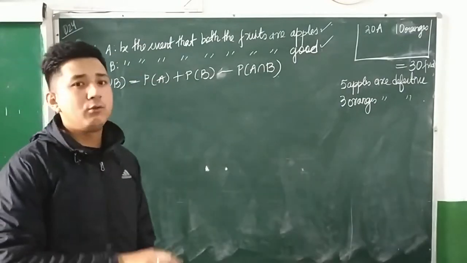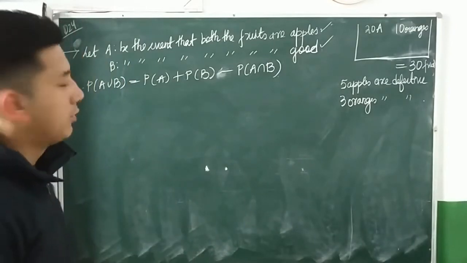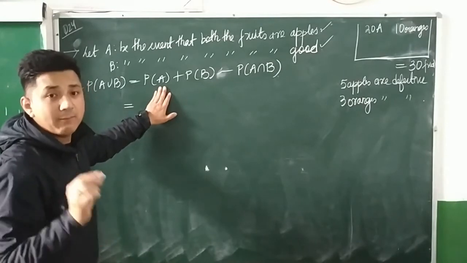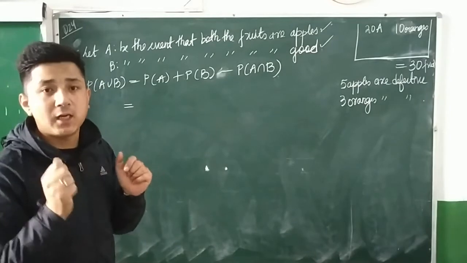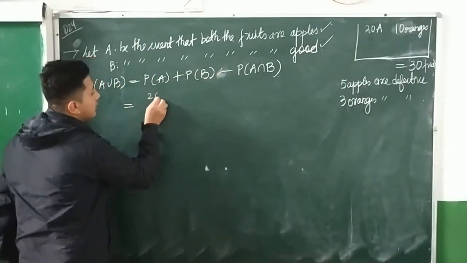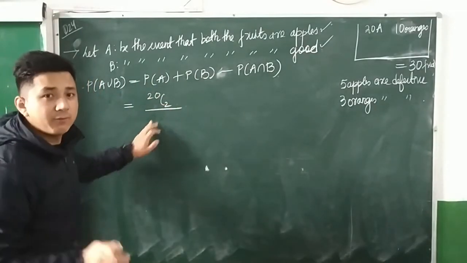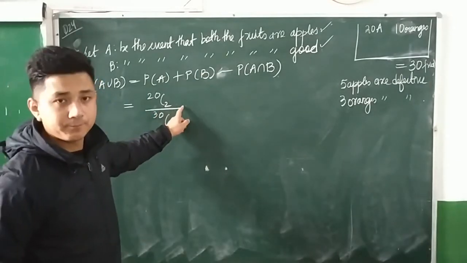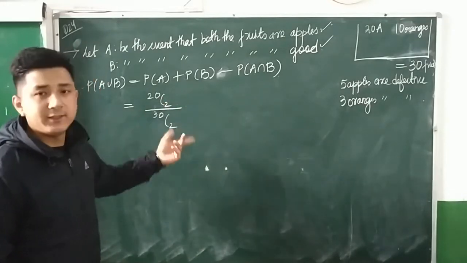Since we are drawing 2 fruits at a time, here also we have to use combination. So what is the probability of A? Probability of A means both the fruits are apples. Now how many chances are there? How many apples are there? 20. So out of 20, this will be 20C2 divided by, but as a whole there are how many fruits? There are 30 fruits. Out of 30, I am taking 2 fruits at a time. I hope you are getting this now. The moment you get this, it's very easy to find the value of 30C2 and 20C2, anyone can do.